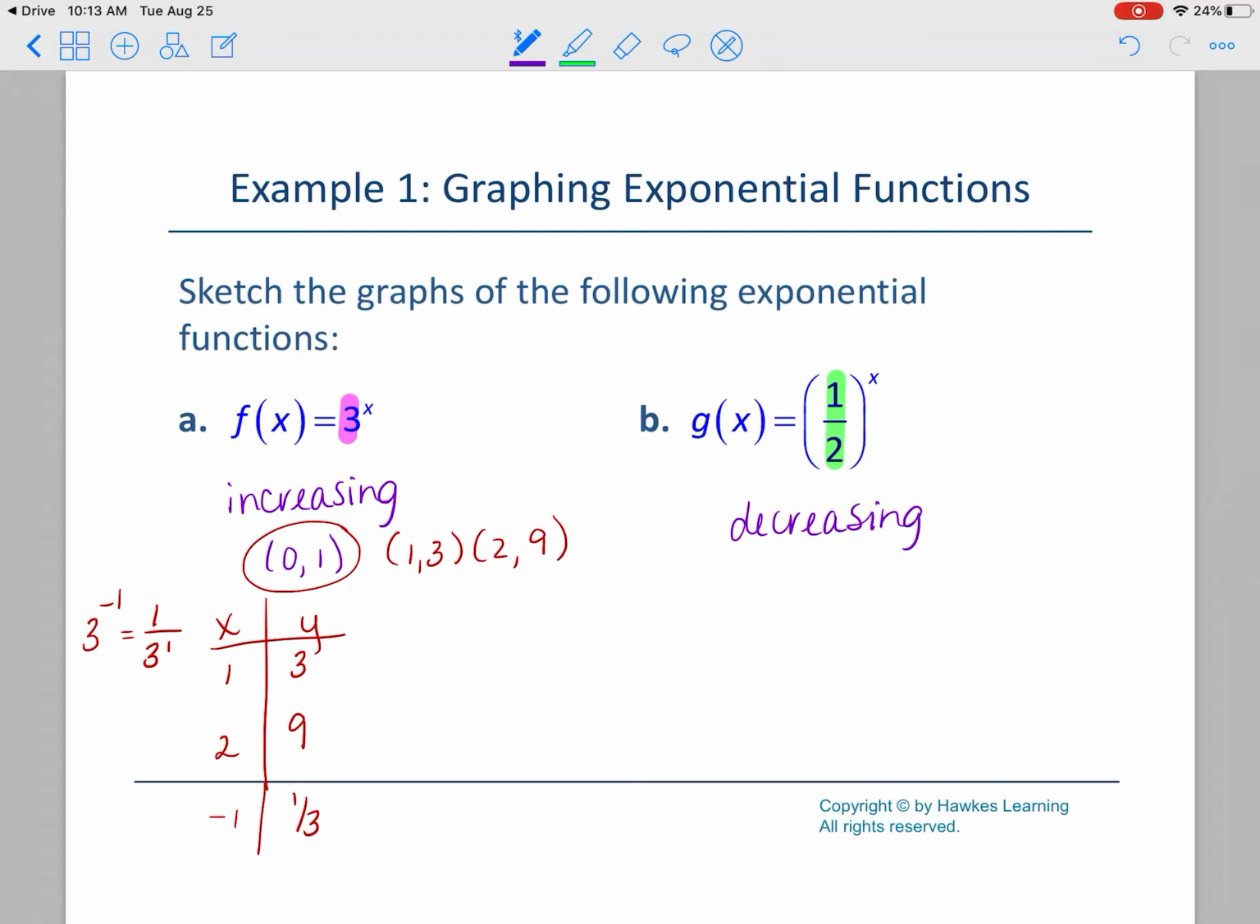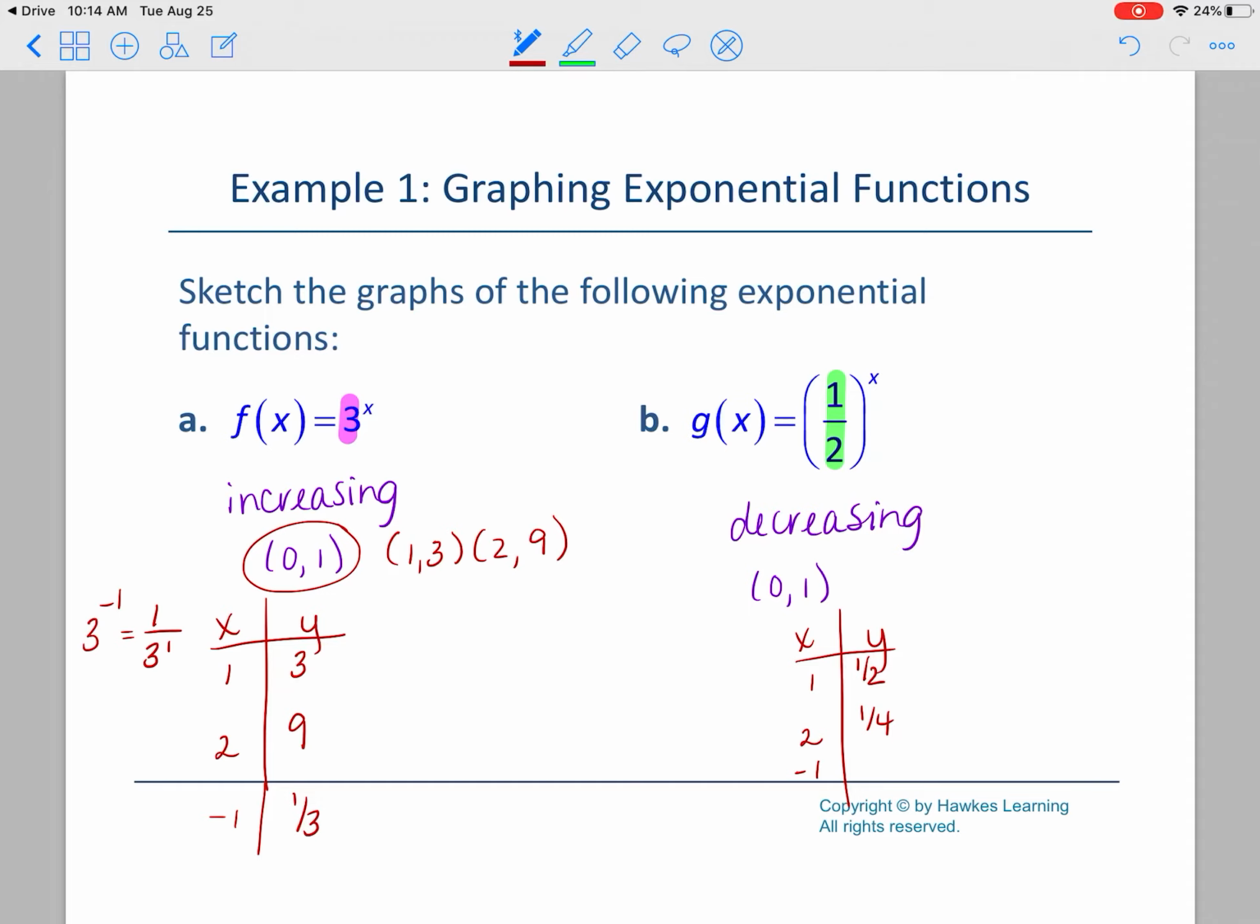Since this thing has not been shifted left, right, up, down, or reflected, I know definitely I have a point at 0, 1. We're going to find a few more points by plugging into an XY chart. I've already got 0. I'm going to plug in 1, 2, and -1. If I plug in 1, 1/2 to the first is just 1/2. 1/2 squared means 1/2 times 1/2, which is 1/4. 1 times 1 on top, 2 times 2 on bottom.